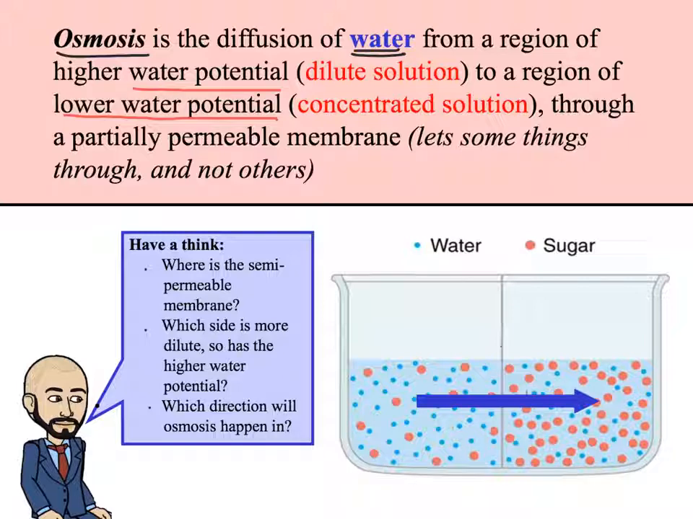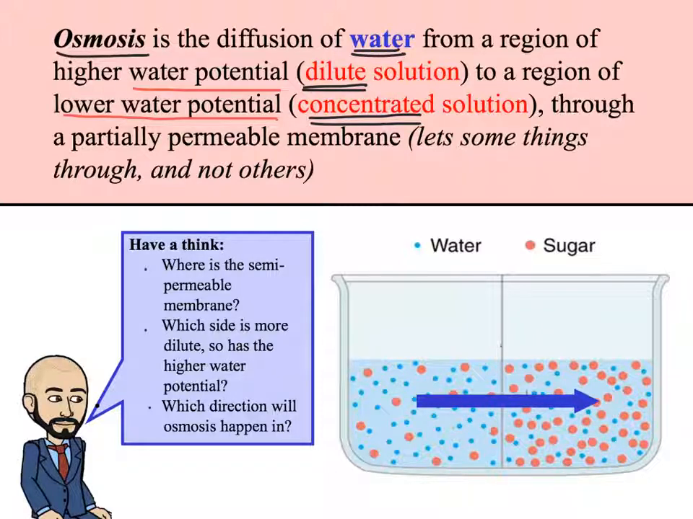Now in brackets, I've put a little extra detail that might help. So when we think higher water potential, we're referring to a dilute solution. Because if there's lots of water there, it's likely that that solution is very dilute. Where there's a lower water potential, so where there's technically less water, that solution would be much more concentrated. And that's particularly important when we come to think about exam questions, even like this question I'm going to talk about in a moment. So osmosis, the diffusion of water from a region of high water potential to a region of low water potential, and what's really crucial is this last part, through a partially permeable membrane.